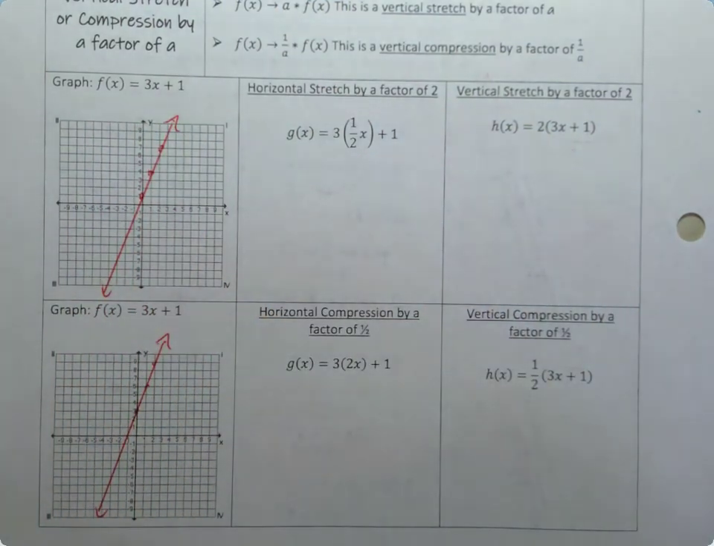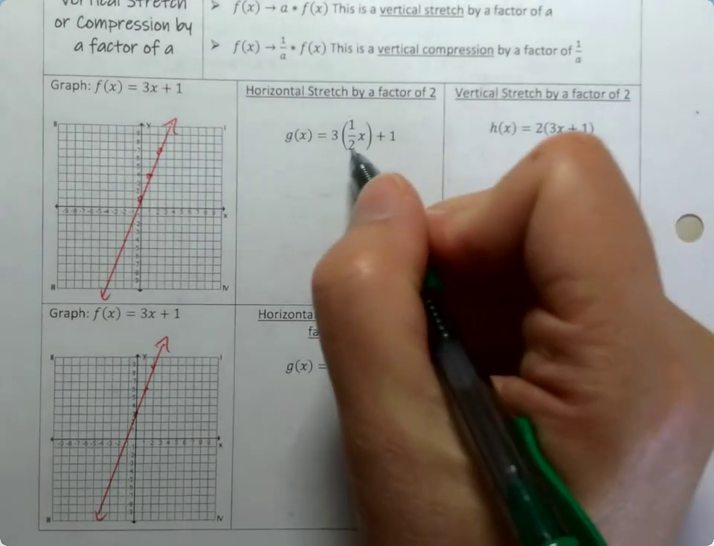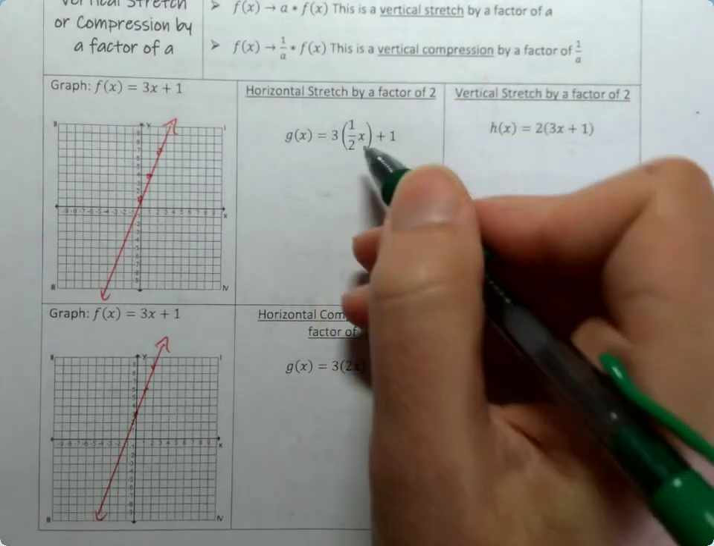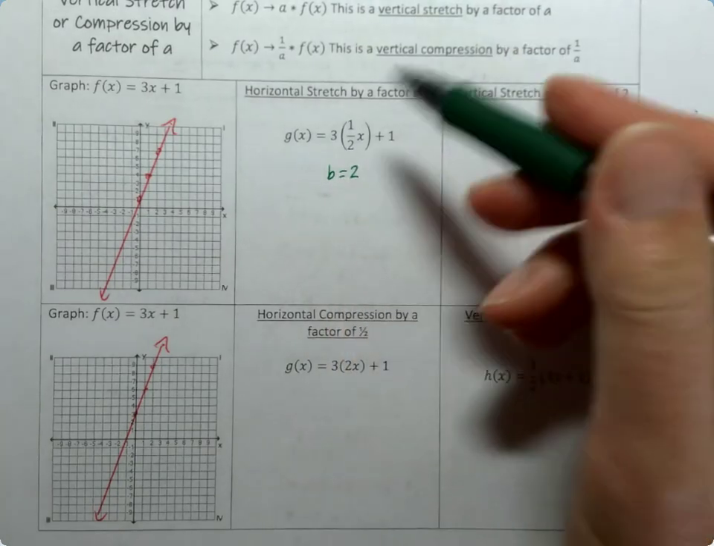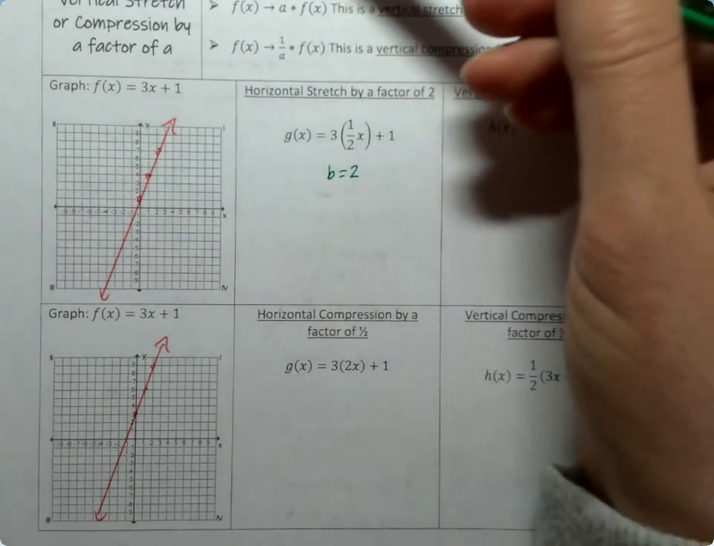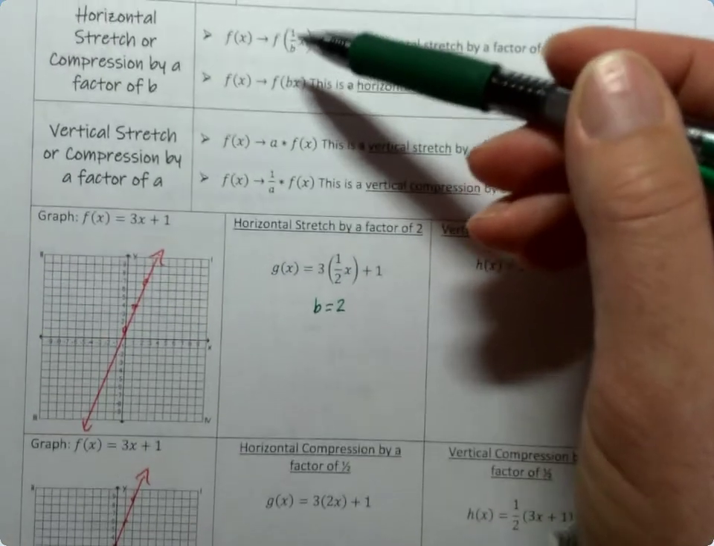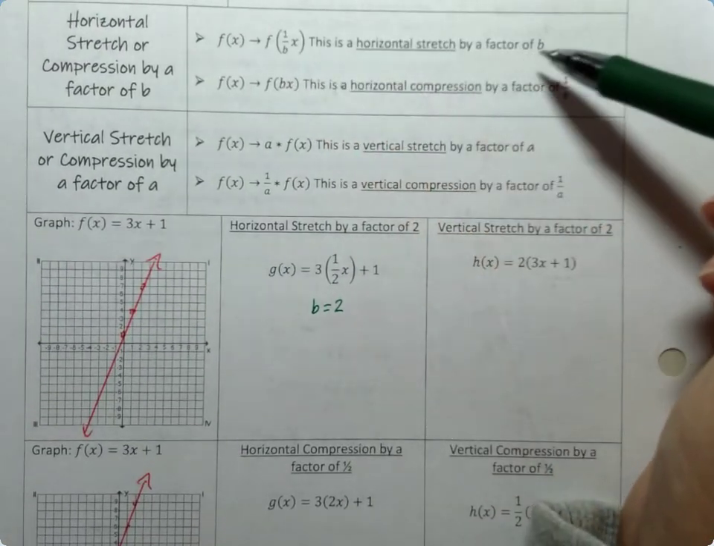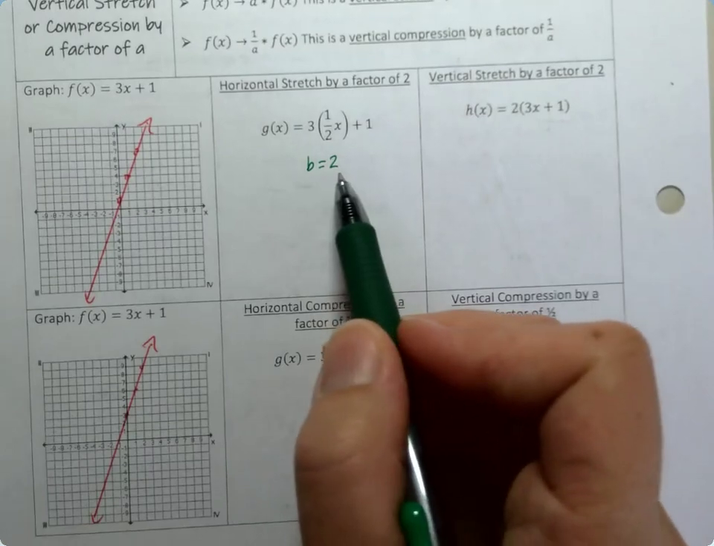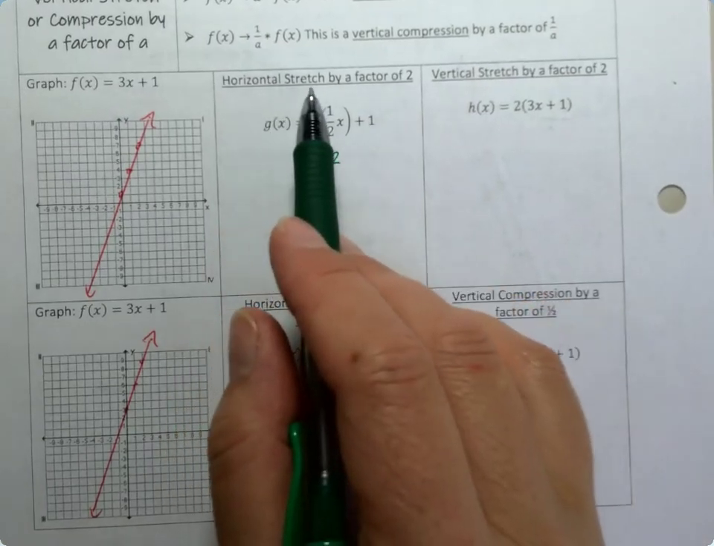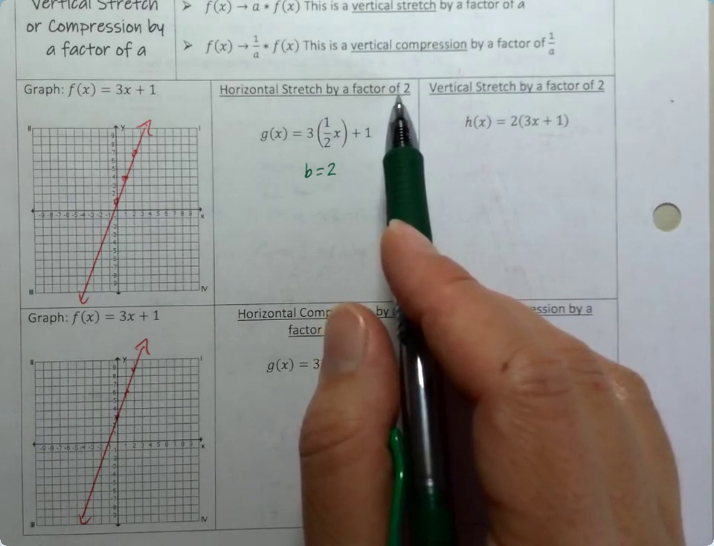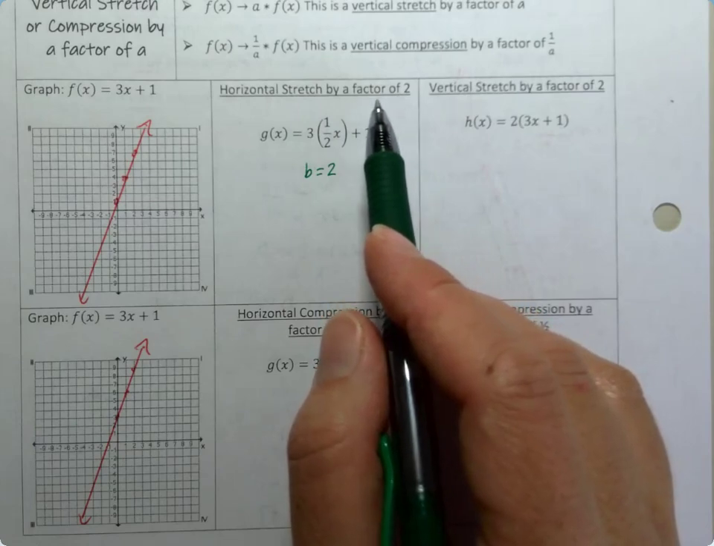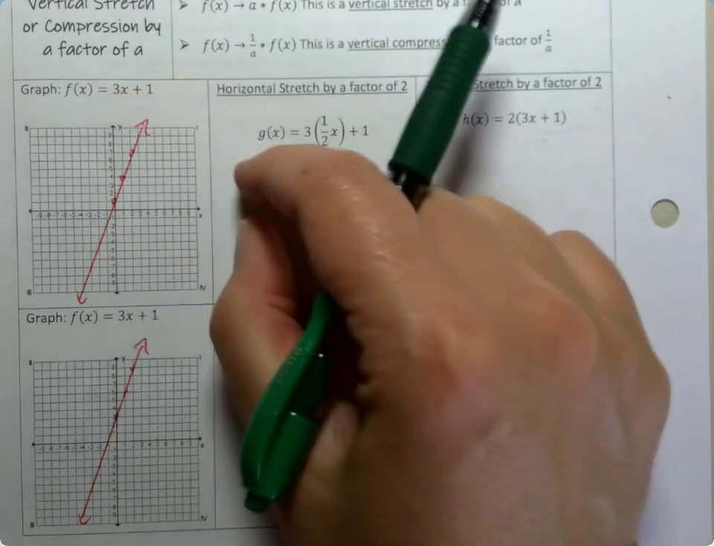Now let's change it. Notice that the 1/2 is paired with the x. So here, b is 2. See how it's 1 over 2? It's 1 over the value of b. See how it's 1 over b? So the value is b. So b is 2. And what's going to happen? It's going to be a horizontal stretch by 2. Okay, is it going to be flatter or steeper? If you're stretching it horizontally, you're going to take the line, you're going to pull it sideways.